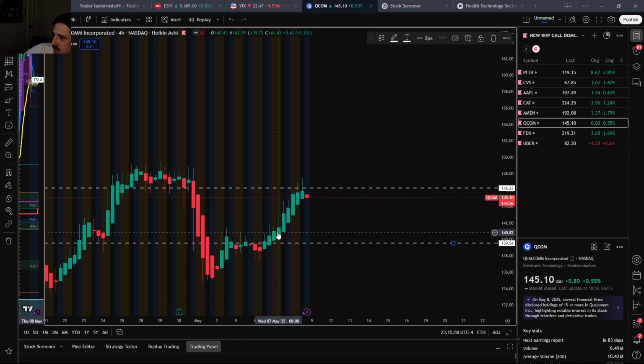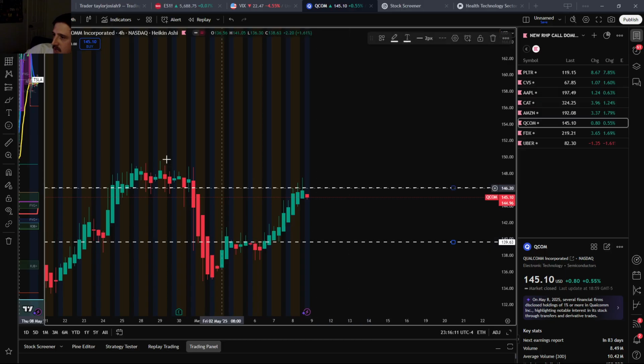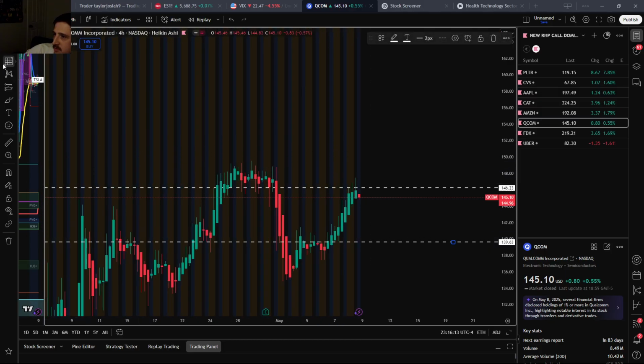We do see QCOM has stepped in aggressively. We're getting to the top of this range. Pay attention to how we react here, because we could certainly just get smacked down to come back down to 140. Okay, so yeah, we could probably see this number.